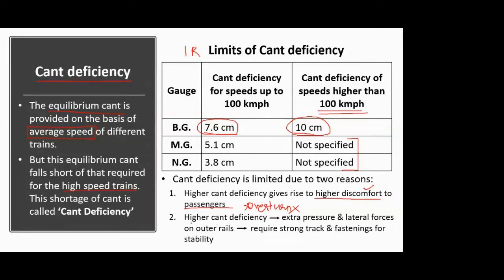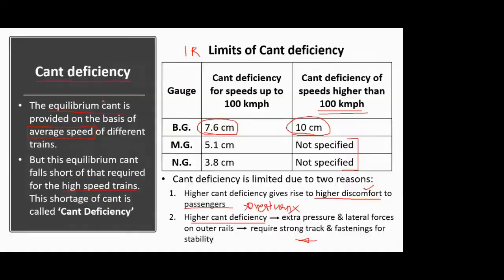Also, if your Cant deficiency is very high, it will imbalance the forces acting on your rails, and then your outer rail has to be provided with some extra fastening and fittings so that it can take the lateral pressure. So this is the Cant deficiency.